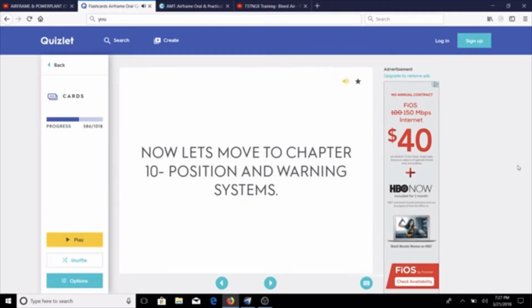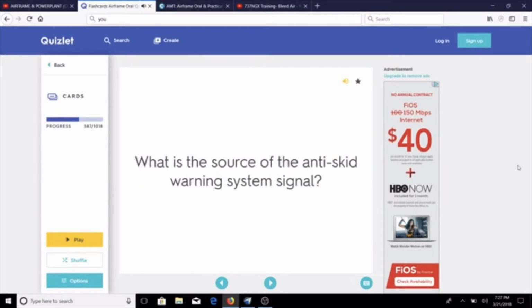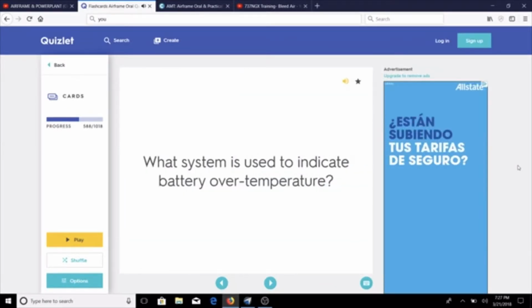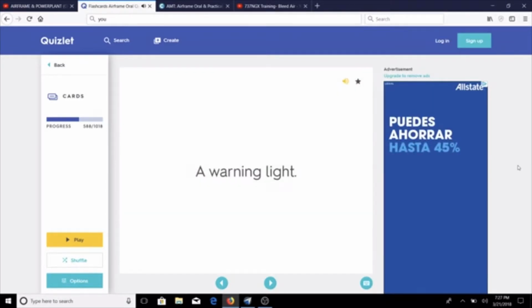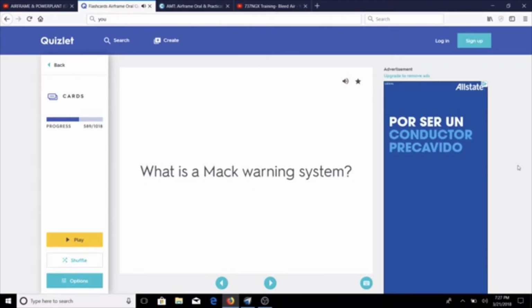Now let's move to Chapter 10, Position and Warning Systems. 33 terms. What is the source of the anti-skid warning system signal? What system is used to indicate battery over temperature? A warning light. What is a Mach warning system?